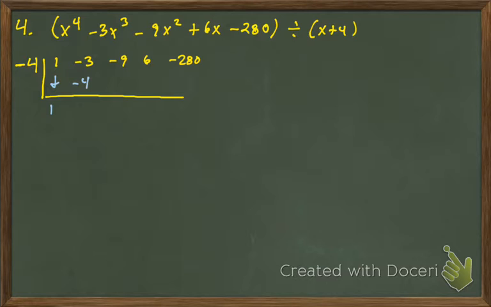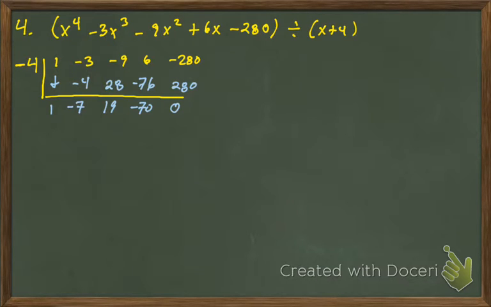And then we're going to add negative 3 plus negative 4 is negative 7. And then we're going to multiply. Negative 4 times negative 7 is 28. And then we're going to add. Negative 9 plus 28 is, I think it's 19. And then we're going to multiply. Negative 4 times 19 is negative 76. And then we're going to add 6 plus negative 76, negative 70. And then we're going to multiply one more time. Negative 4 times negative 70 is positive 280. And then we get a remainder of 0.